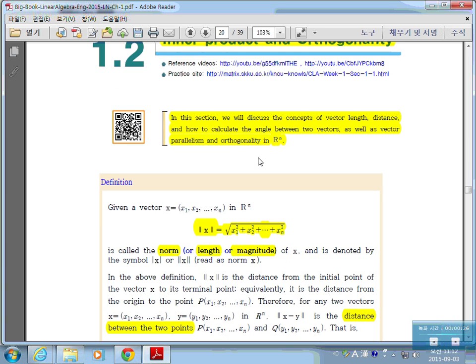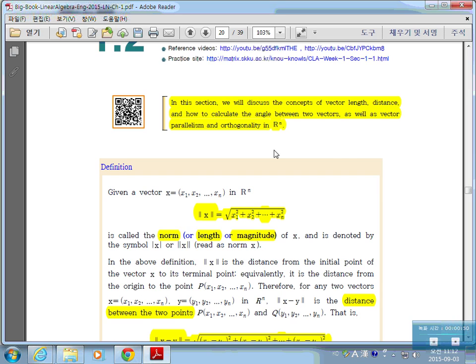In this section, we will discuss the concept of vector length and distance between two vectors, and how to calculate the angle between two vectors. This is a new concept for you, as well as vector parallelism and orthogonality in Rn.